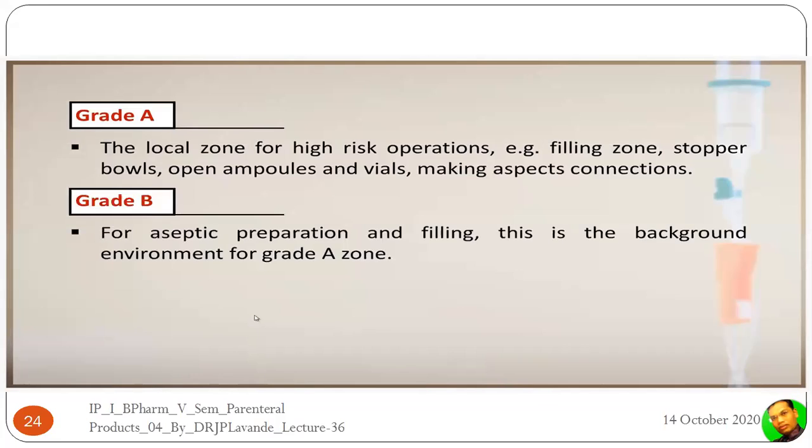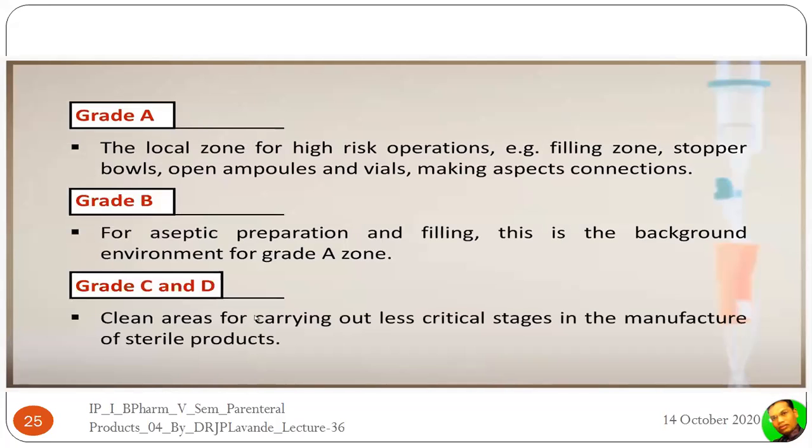Now, grade B is for the aseptic preparation and filling, and this is the background environment for the grade A zone. That means after grade A, what comes next is grade B. Grade C and grade D, again, are the clean areas for carrying out the less critical stages in the manufacturing process of this sterile product. So as you can see, grade A is associated with the high risk operations, and grade C and D are associated with the less critical operations. So that means the degree goes on decreasing as we move from A to D, and as we move from D to E, it will go on increasing.